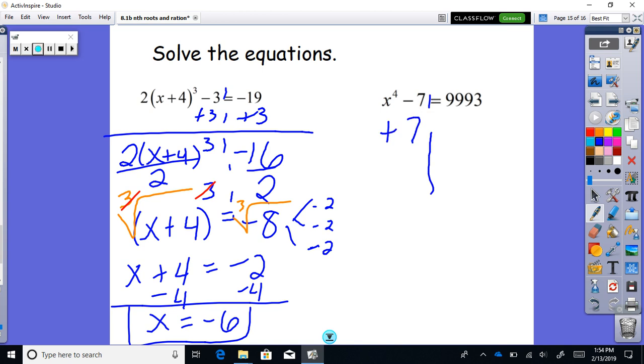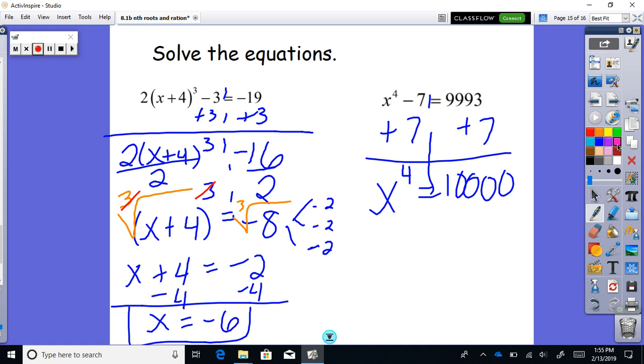Last example, start by adding 7 to get the fourth root by itself. So you get x to the fourth equals 10,000. Yep, 9 and then 3 zeros. So then the fourth root will undo the fourth power. And let's see. This would be 100 times 100. And 100 is 10 times 10. So the fourth root of 10,000 will be 10.